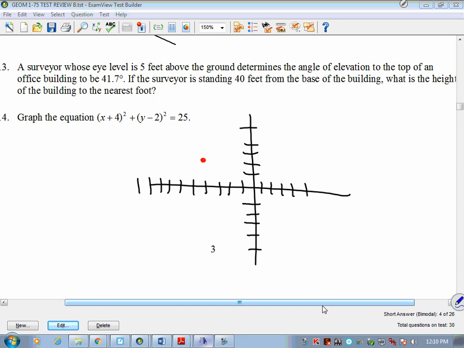Okay, something like this. 1, 2, 3, 4, 5 would be like right over here. 1, 2, 3, 4, 5, something like that. 1, 2, 3, 4, 5, about in there. Okay, it's not great, but yeah, thank you. Okay. All right.